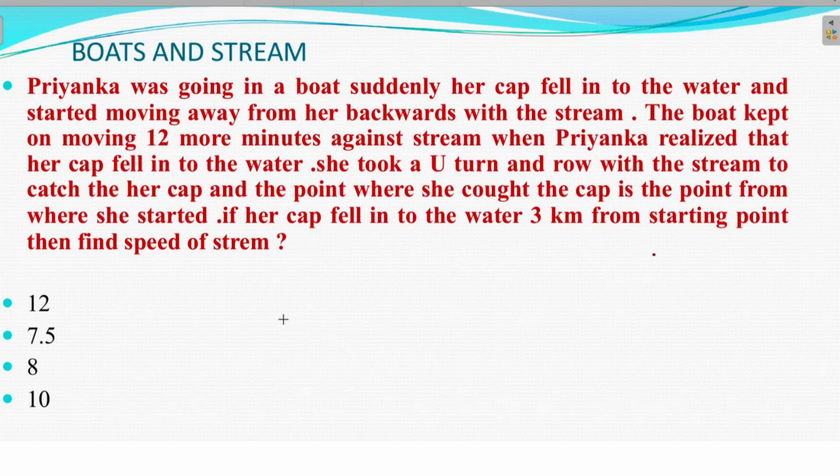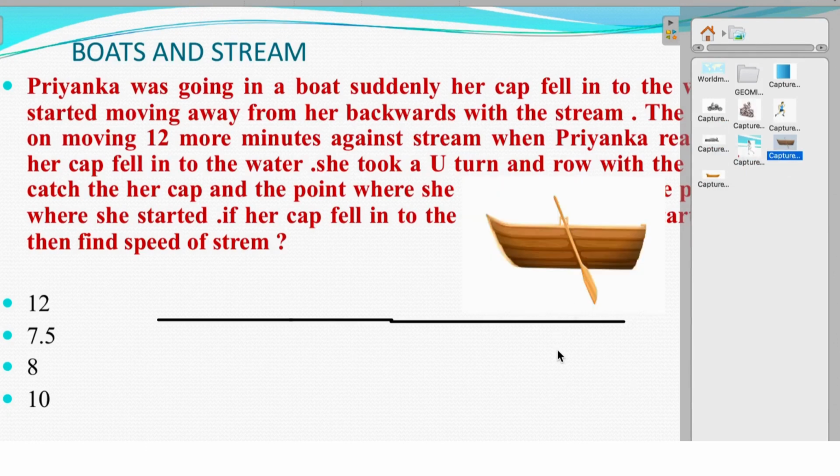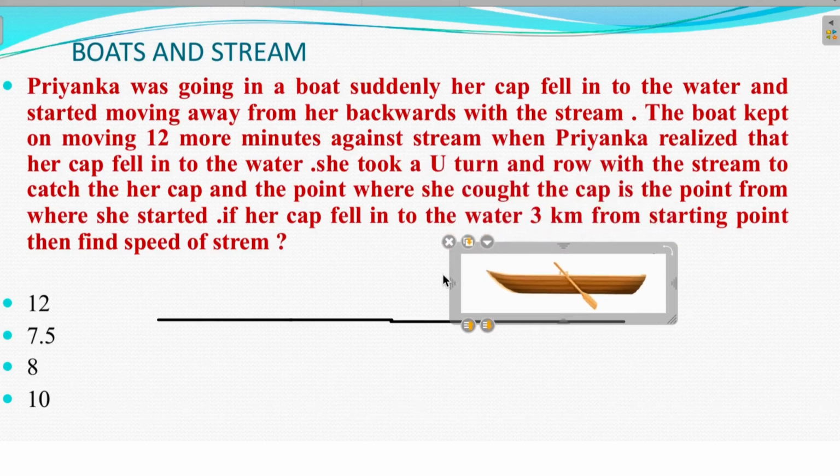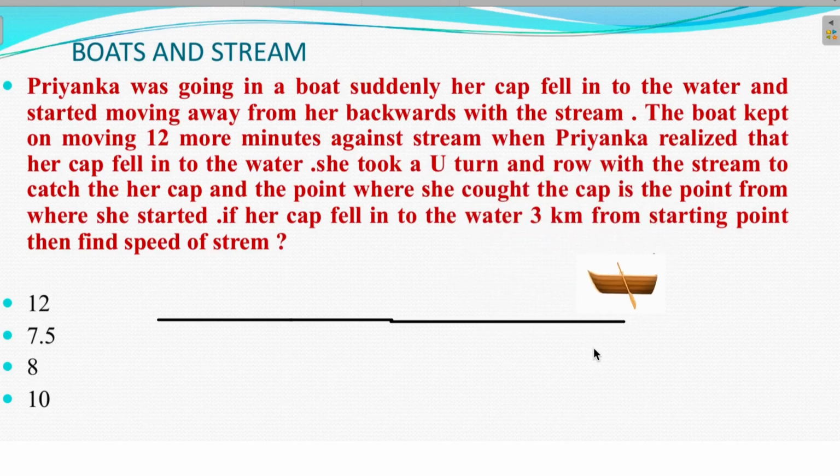First, I will explain the concept very easily. It's a question, so first understand. Suppose, think, I will just write it. This is a river. Just assume this is a river. Now, one boat. Let's take this, assume this is a boat. In the boat, one queen is there. Just assume like that.